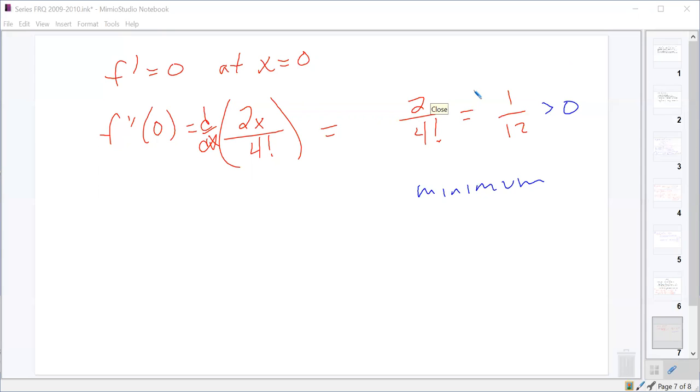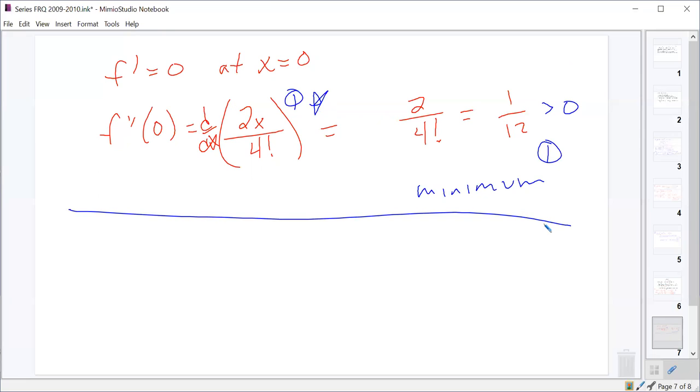And let's see, what are the points there? Yeah, 1 point for finding the derivative properly, and 1 point for saying it was a minimum with the reason that it was greater than 0.